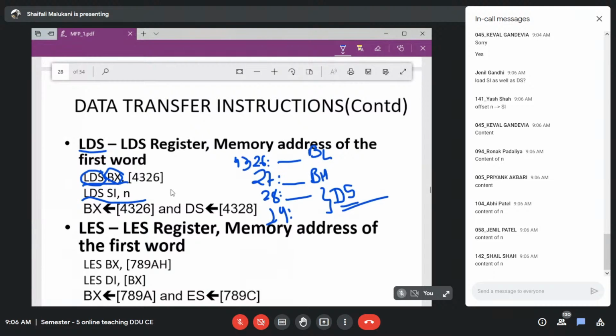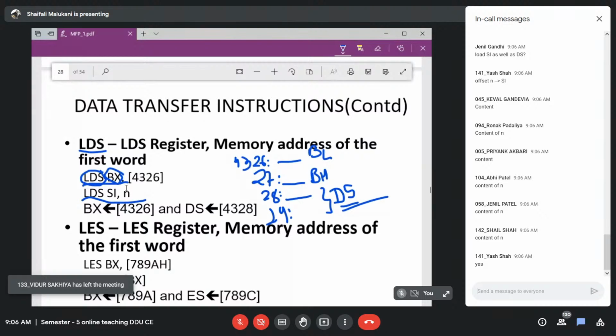See here what we are having. Content of this location is copied here. Understood? It is not load effective address. Don't get confused with these two. It is not load effective address, it is load using this address. So whatever is stored at N is copied to SI. Then after two locations, whatever is available, that data is loaded to DS. Understood? So make it very clear here.